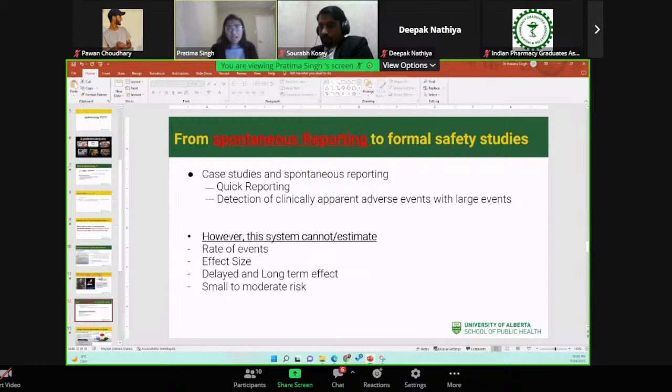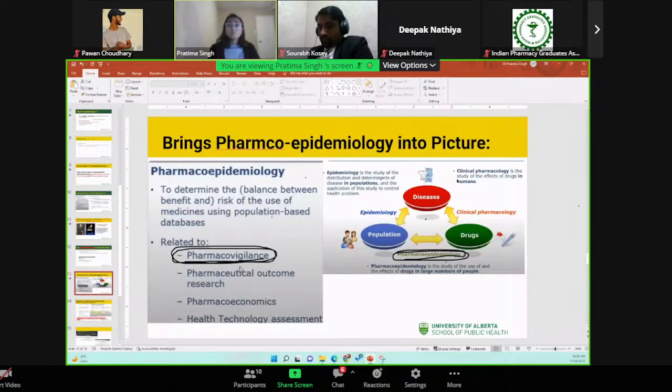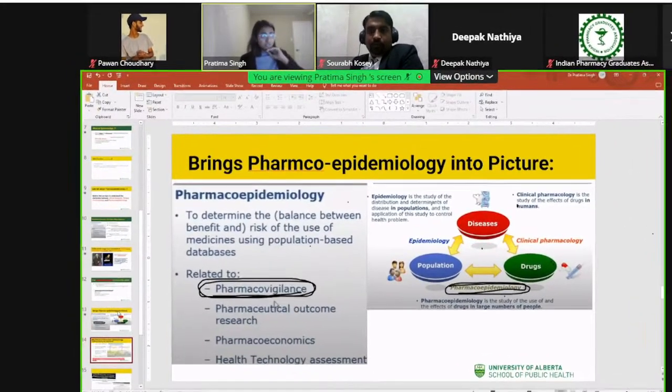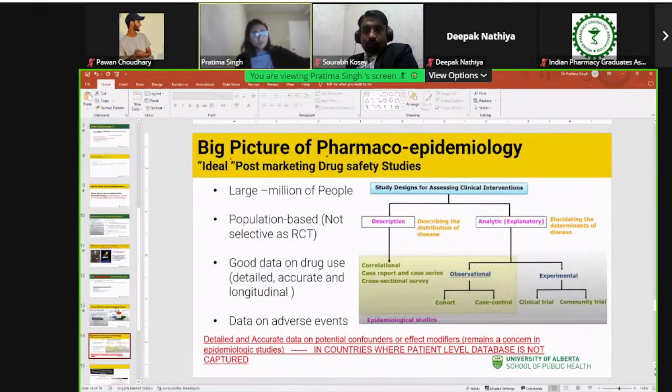We do not have exact data to address delayed and long-term effects or small and moderate risks. So we do have spontaneous reporting, but then there are some lacunas, right? And there we can bring pharmacoepidemiology into the picture. When we talk about pharmacoepidemiology or epidemiologic study, it counts those observational studies, which you can see in the slide, about cross-sectional study, cohort study, or case control study.